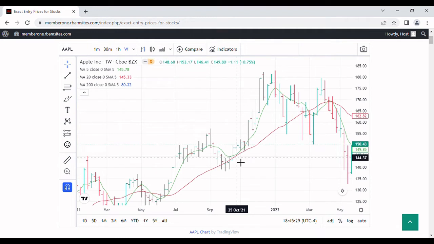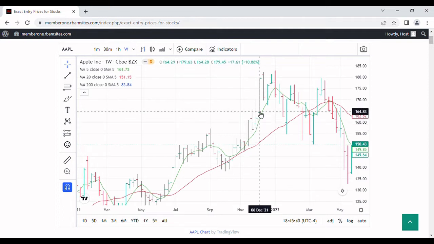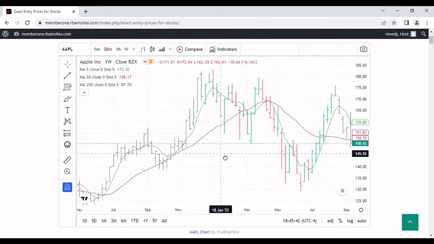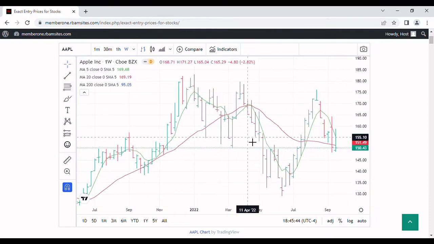So we said 148.69. Let's say worst case, we just got out early. We couldn't take it, so we got out at, let's say, 170. That's $22 in a few weeks, less than a month. So same trading system. You can clearly see here the short system.